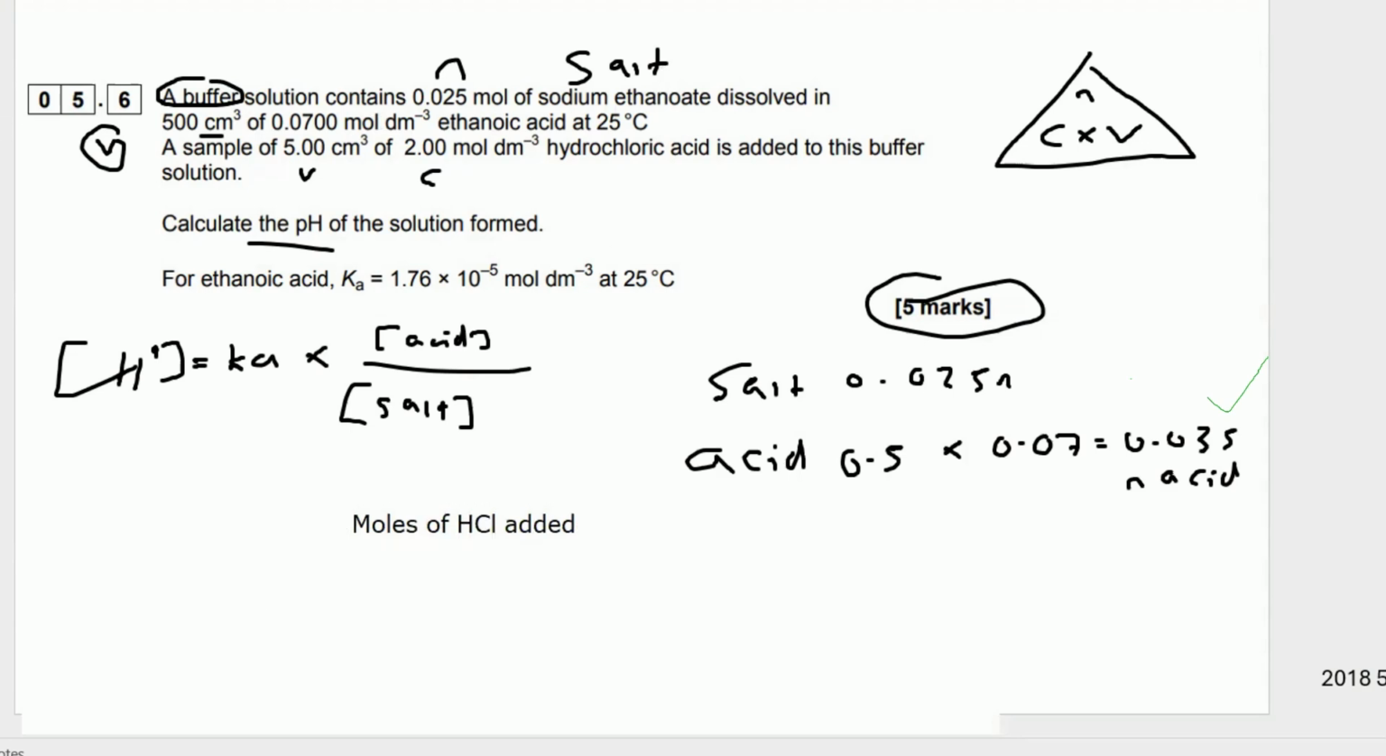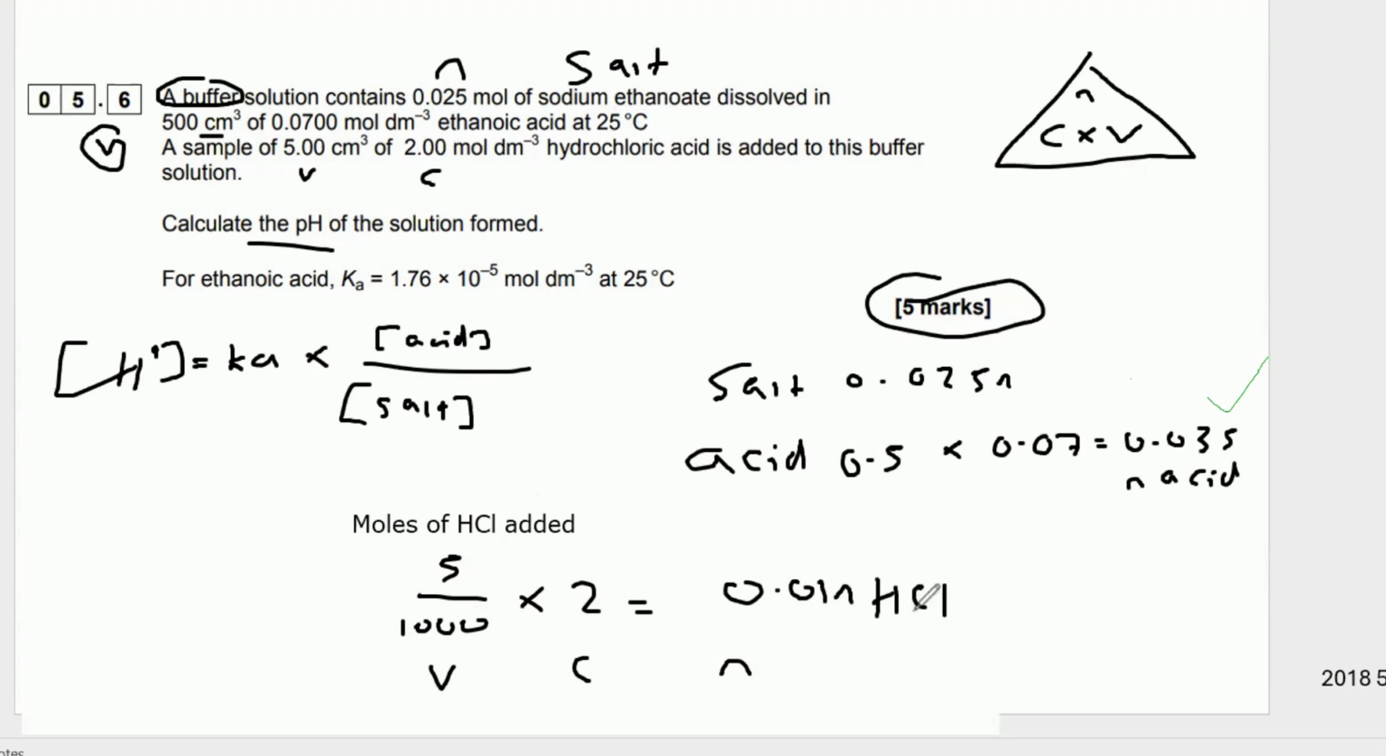So I want to do 5 divided by 1,000, times 2, because that's the volume times the concentration, and that's going to give us our moles of HCl, which is 0.01 moles.